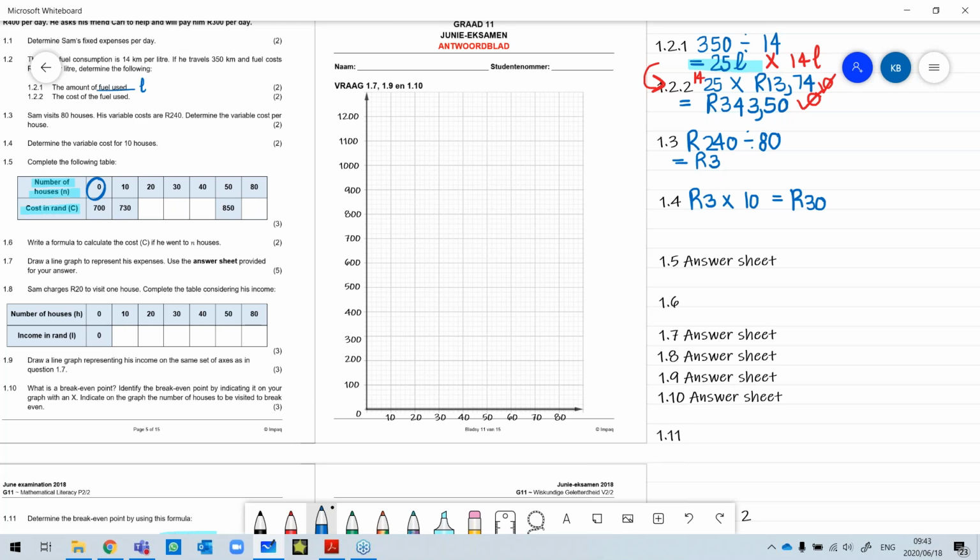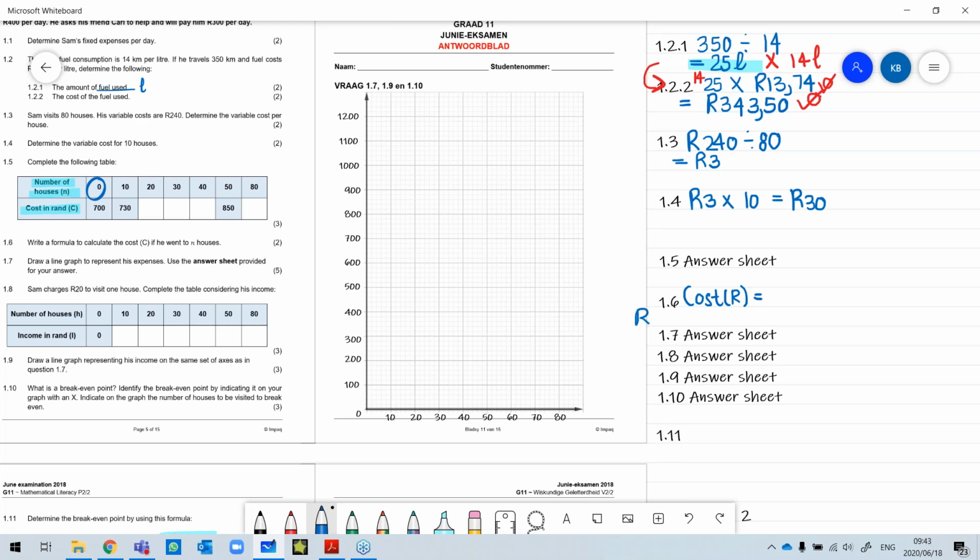So that means, let's quickly just skip to question 1.6, because while explaining question 1.5, we are going to be answering question 1.6. So question 1.6 says, write a formula to calculate the cost if he went to N houses. So the cost can be calculated by saying, I'm just going to jump here to the bottom line. I'm going to run out of space on my screen.